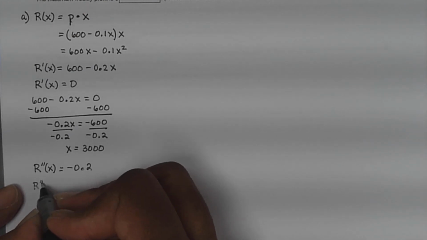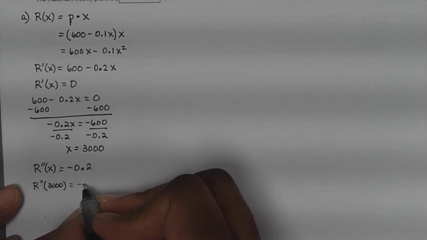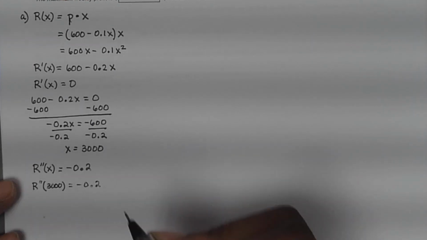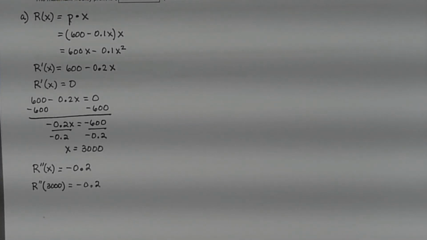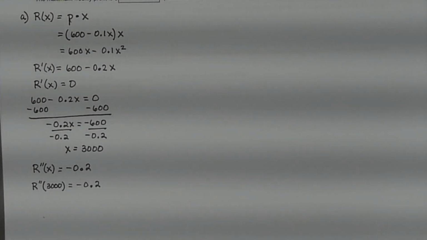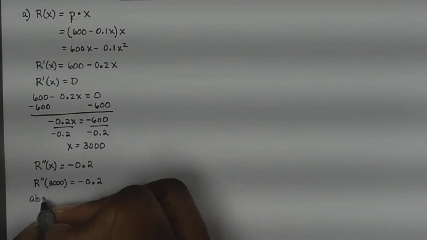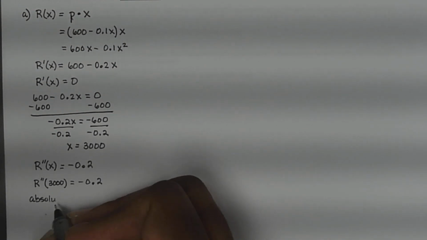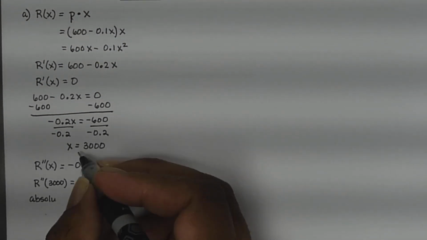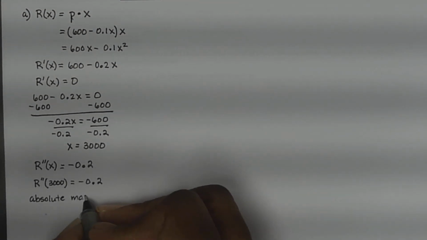And then if you replace that x here with 3,000 in the second derivative function, you'll still end up with the negative 0.2. And here is negative, so that means we have an absolute maximum. It would be a local maximum, but since we're only dealing with one x value, one critical number, we have an absolute maximum.